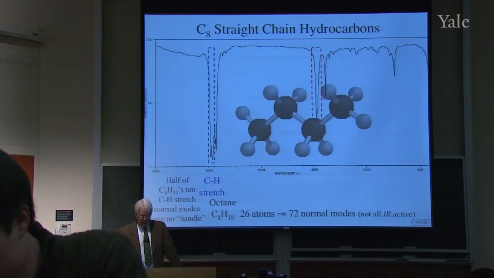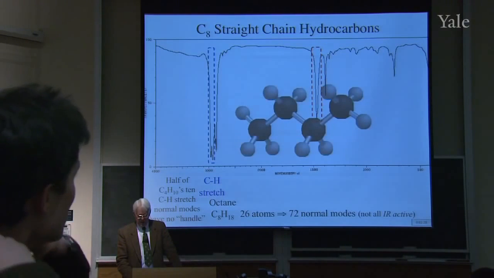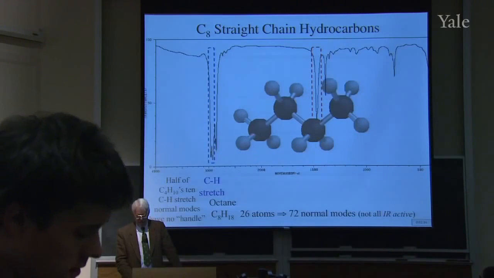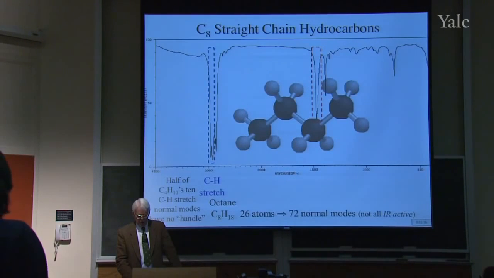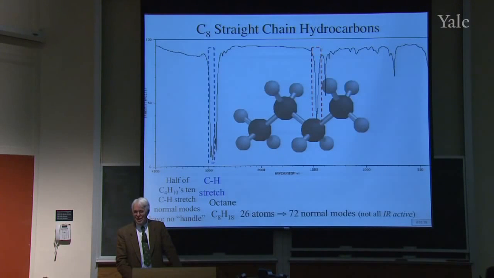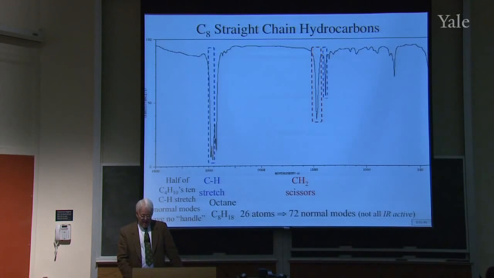And that particular peak is this motion of the hydrogens. What's involved here? If you had to name that kind of motion of a CH2 group that you see in this one, what would you call it? Exactly, it's scissors. Okay?